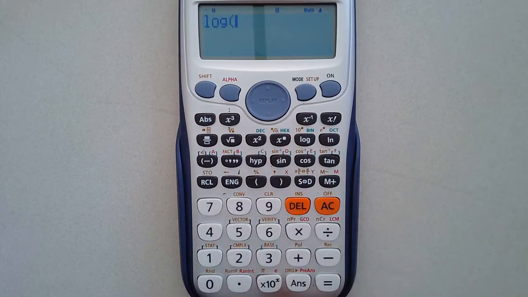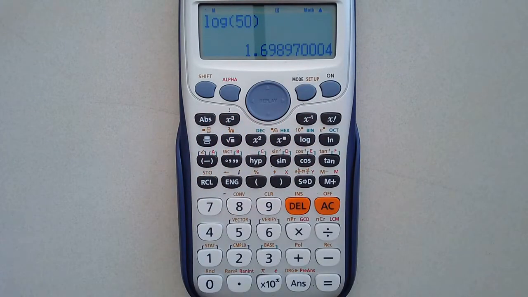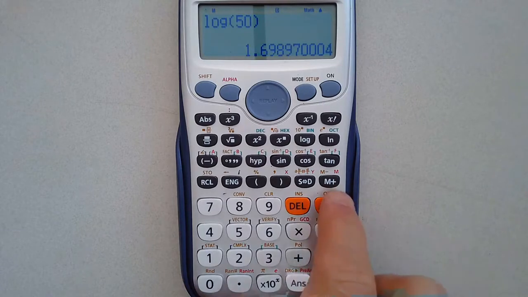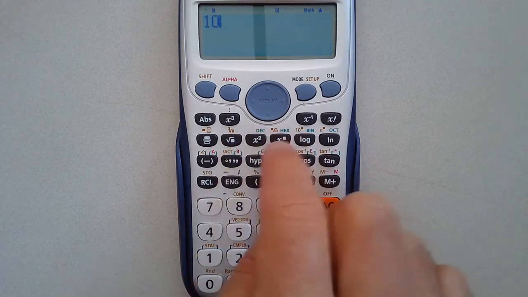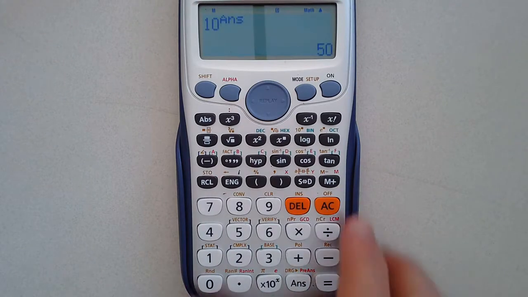Let's say log base 10 of 50. We get 1.698, whatever. That means that if we take the number 10 and raise it to that power, so whatever the previous answer was, we'll get 50. So that's how that works.